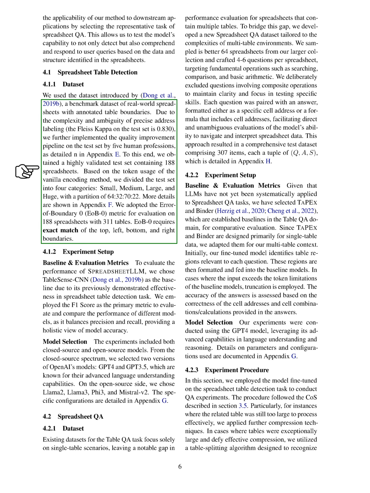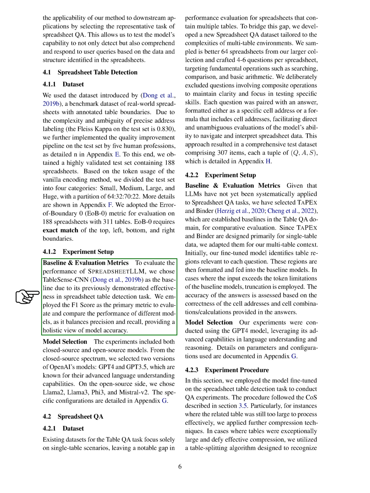Section: Baseline and Evaluation Metrics. In this section, we evaluated the performance of SPREADSHEETLLM by comparing it to TableSense CNN, which is a known effective model for detecting spreadsheet tables. We used the F1 score as our main metric to assess different models, as it considers both precision and recall, giving us a complete view of model accuracy.